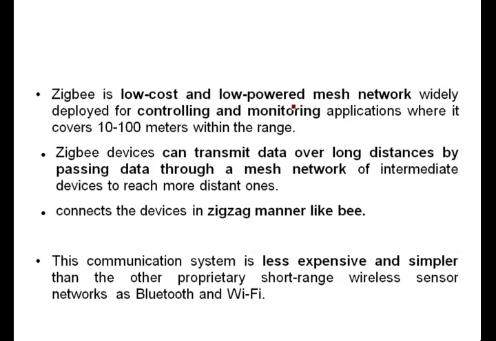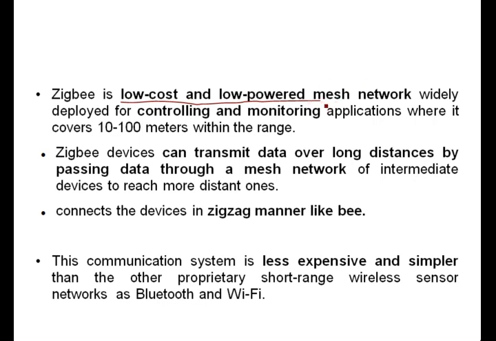ZigBee is a low cost, low powered mesh network. This is very important: low cost and low powered. So why don't we use Wi-Fi here? Because Wi-Fi needs high processing power, and here we need low processing power.